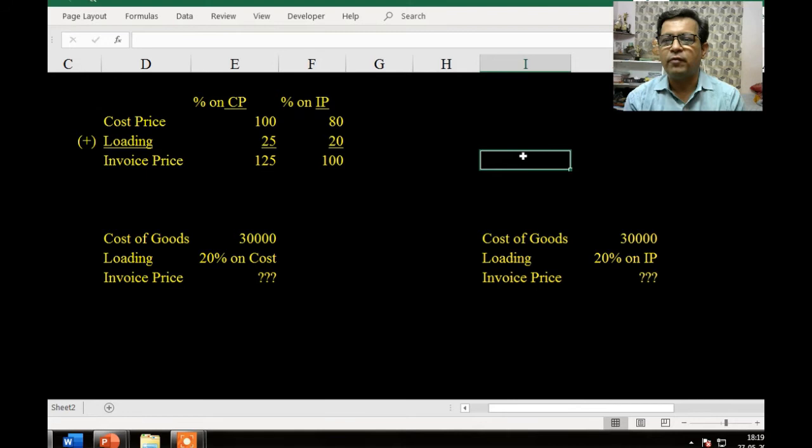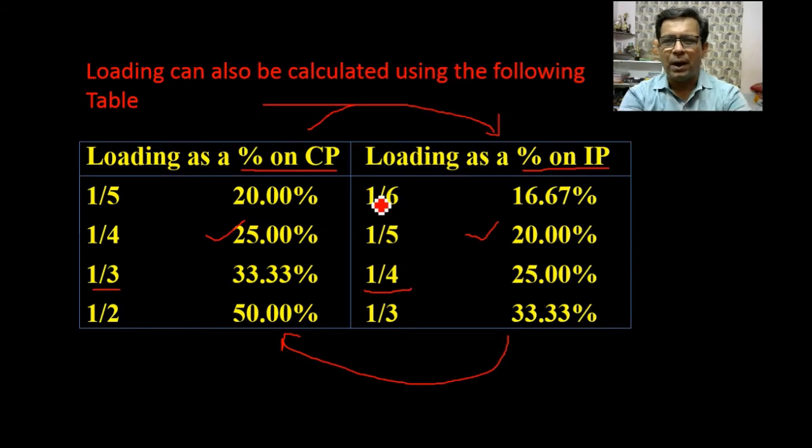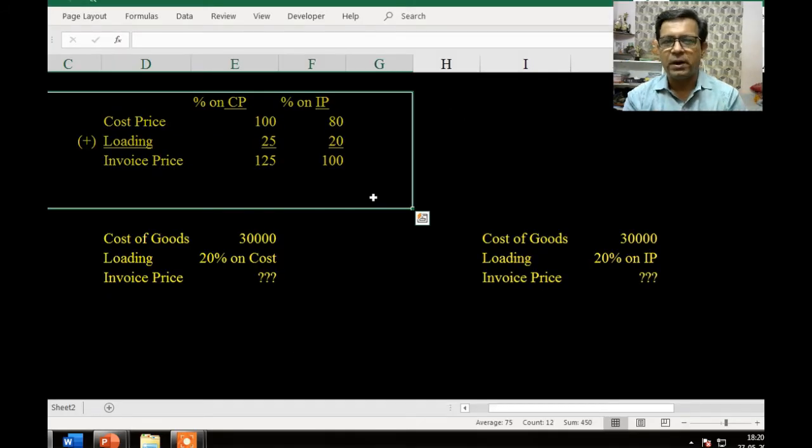Guys, look at them carefully. There is no difference. 25 by 100 is 1 by 4. 20 by 80 is also 1 by 4. So this is exactly the same. Now this is what I call the intelligent people's approach to calculating loading. Rather than learning by heart, you can memorize this table, there is nothing wrong in it. But in the exam, we can make a mistake. Rather, we can just pay attention to this, understand it by common sense, and things will become easy for us.